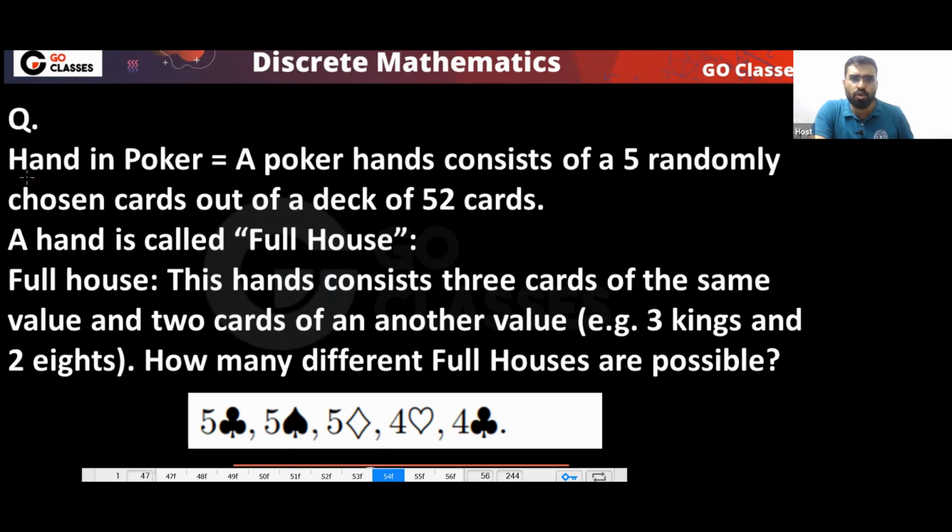For example, you know what a poker hand is. A poker hand consists of 5 randomly chosen cards out of a deck of 52 cards. This is the definition of a poker hand. Don't worry, in the GATE exam they will give you the definition of a poker hand.